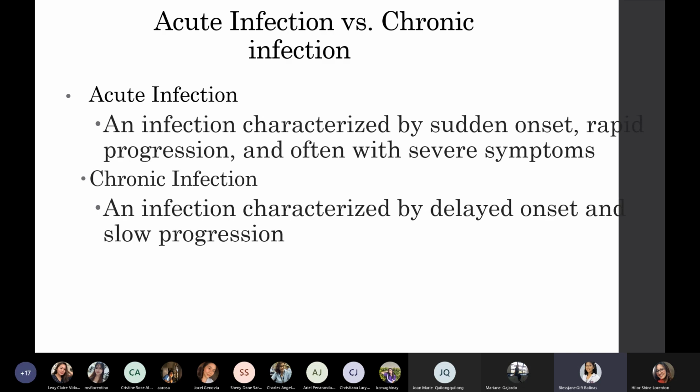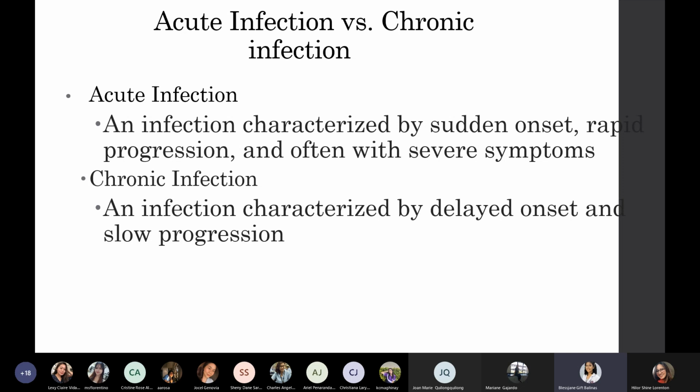Next one, we have acute infection versus chronic infection. An acute infection has sudden onset, rapid progression, and severe symptoms. While the chronic infection has delayed onset and slow progression. Chronic means long term. Acute is quick, and it would go away easily. For acute infection, examples are common colds and pneumonia.